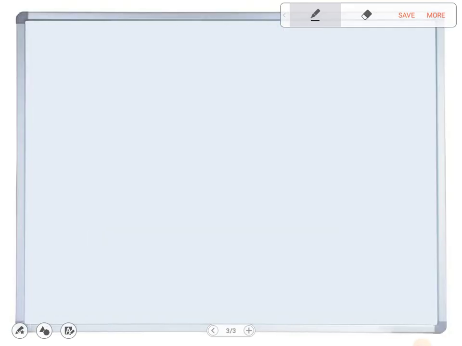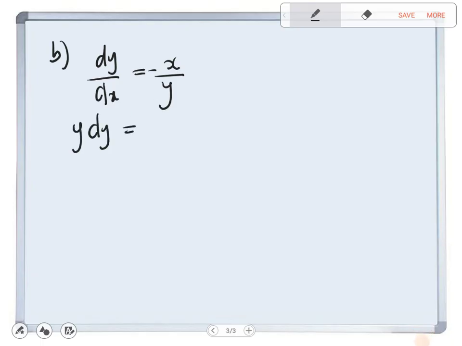B is asking us to find the general solution to this equation. It is dy over dx equal to negative x over y. So we are going to use the separation of variables. So dx gets x, dy gets y. Let dy get y, and x go with dx.